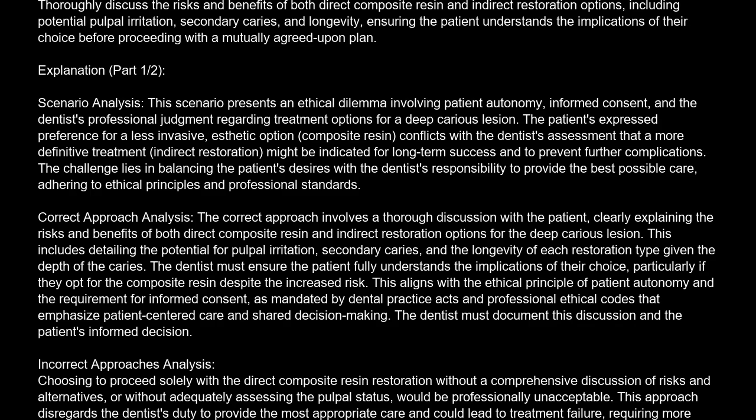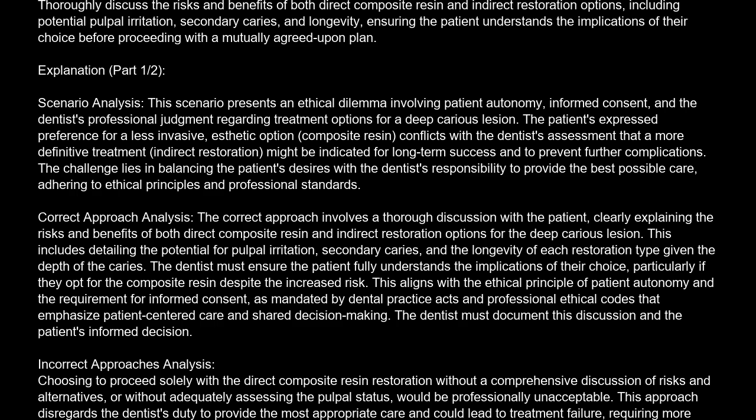The correct answer is B. Thoroughly discuss the risks and benefits of both direct composite resin and indirect restoration options, including potential pulpal irritation, secondary caries, and longevity, ensuring the patient understands the implications of their choice before proceeding with a mutually agreed-upon plan.